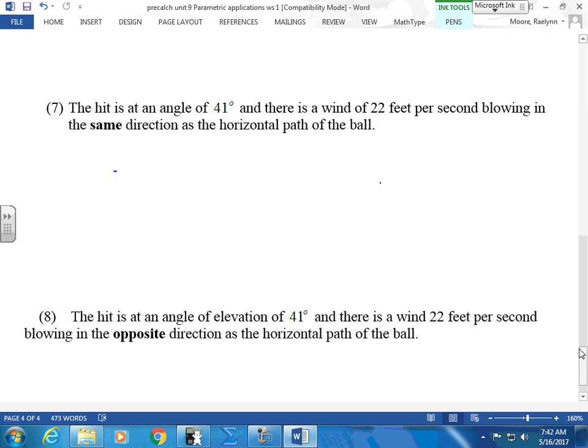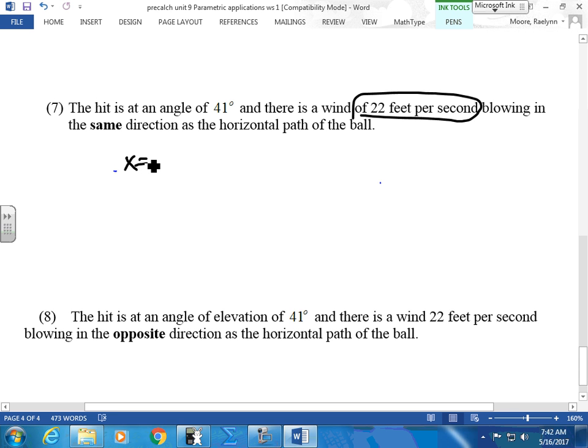Now, this is nice because it's in feet per second. Sometimes they give you miles per hour. If they give you miles per hour, you have to convert to feet per second. But this is already feet per second. So we've got both of your things.